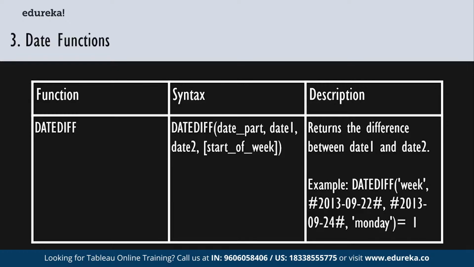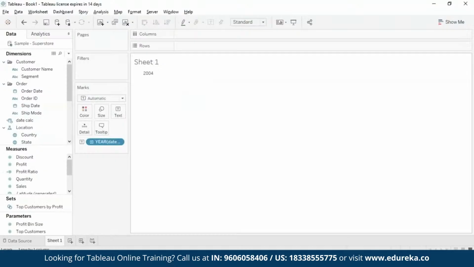Next we have date diff, which returns the difference between the 2 dates that you have input into this function. The start of the week parameter is the one which you use to specify which day is to be considered the first day of the week. It is optional, of course, but in a lot of countries, you consider Monday as the first day of the week, whereas in the other part of the world, you consider Sunday as the first day of the week. If this part is omitted, then the start of the week is determined by the data source. So let's see how that works.